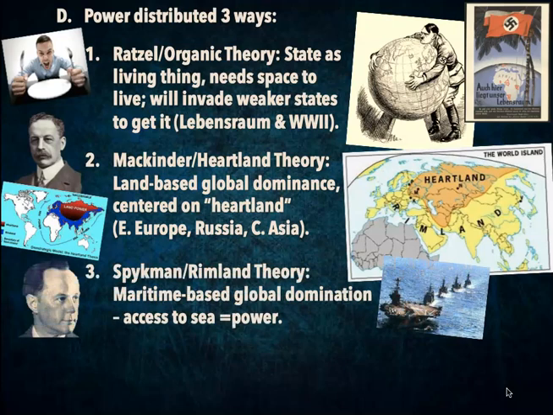A third theory is going to come from a Dutch American by the name of Nicholas Spykman, and his is the Rimland theory. And if we focus over on that map on the right side, you can see where the Rimland is located. And maritime that I have there, when you see that word maritime, it refers to the sea. Okay, and so yes, I could have said sea-based or ocean-based, but I need to give you some more vocabulary to kind of focus in on.